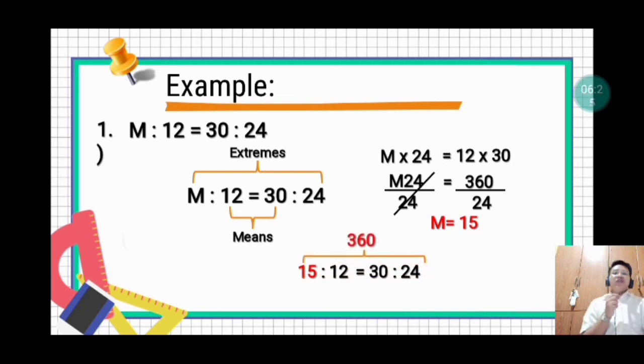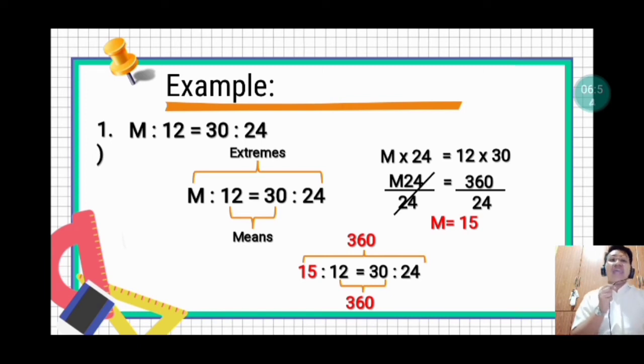So, we need to multiply the 15 and 24, and this would give us an answer of 360. And also, we need to multiply the 12 and 30, which are the means. So, 12 times 30, anyone? All right, this would give us also an answer of 360.